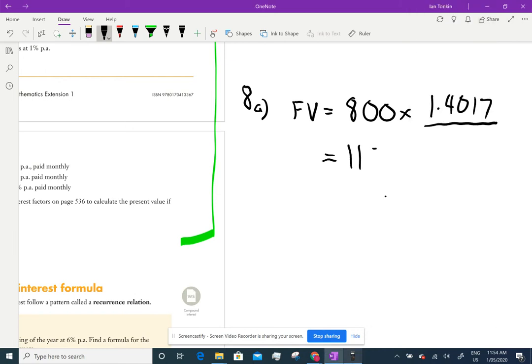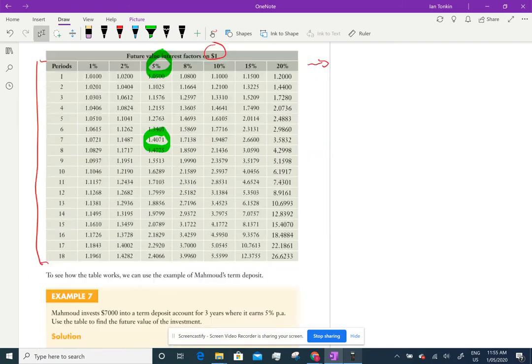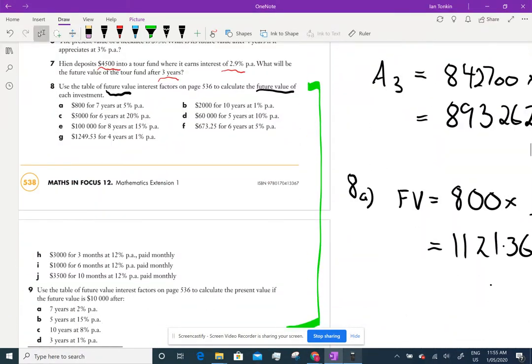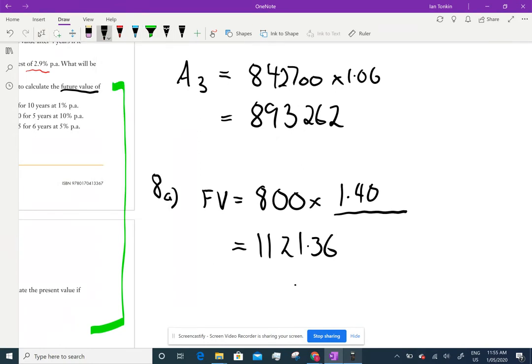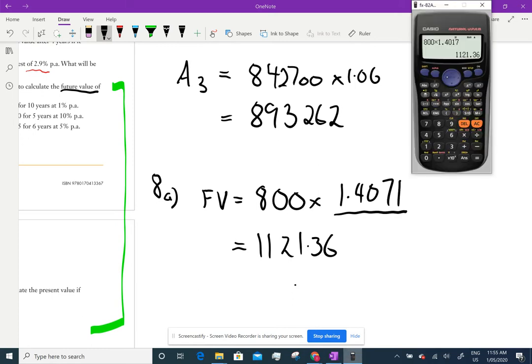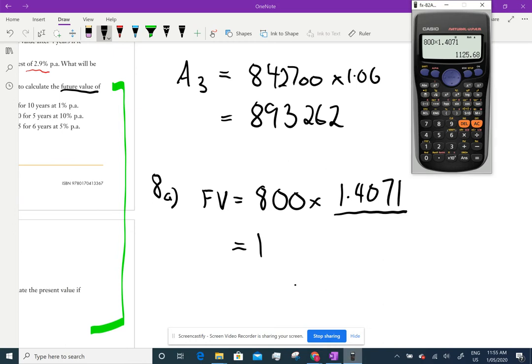1121.36. And that's incorrect. Did I write down the right number, 1.4017? I bet I've written that down incorrectly. I've got the 7 and the 1 around the wrong way. So this is 1.4071. Go back to my calculator, change those, and there indeed is the correct answer: 1125.68.